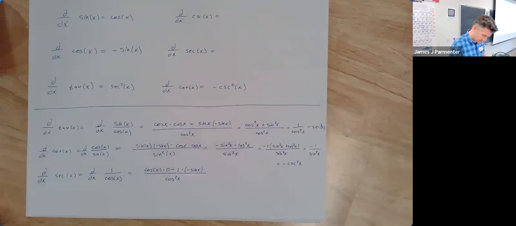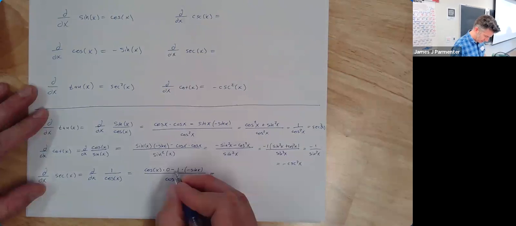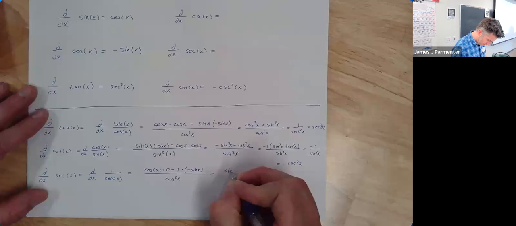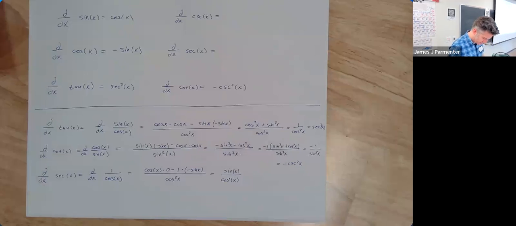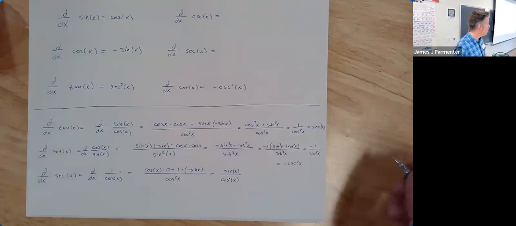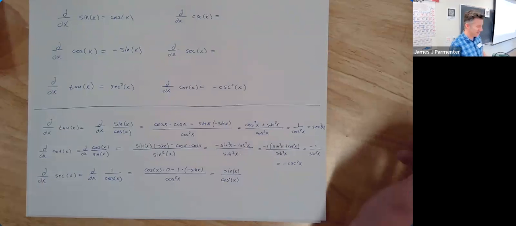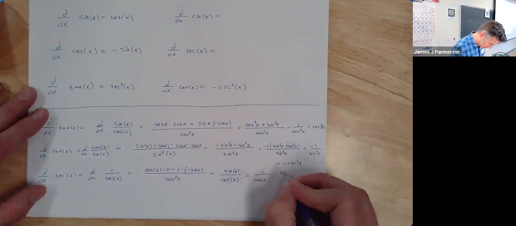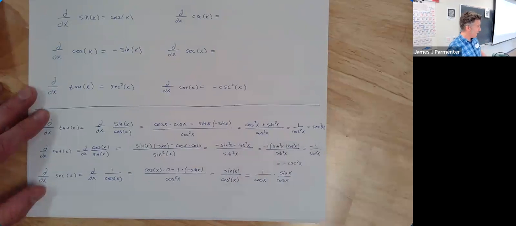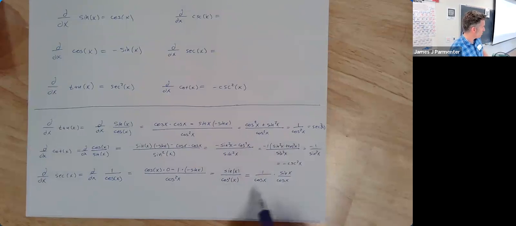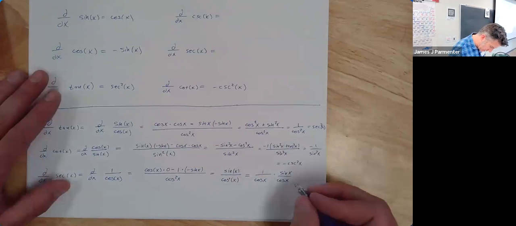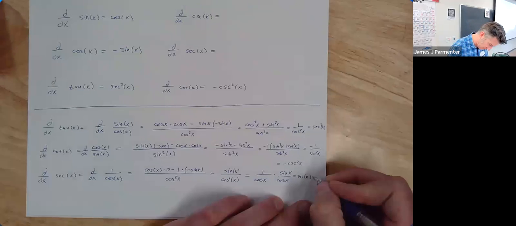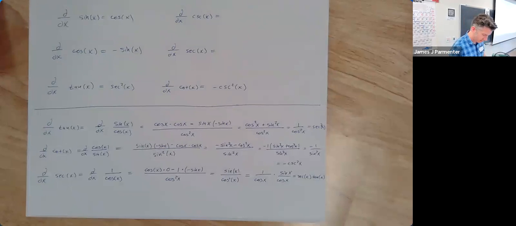Okay, let's simplify this a little bit. So I've got 0 minus 1 times minus sine is positive sine. So I have sine of x divided by cosine squared of x, which is technically a correct way of writing this. And no one I've ever met has ever said the derivative of secant is sine divided by cosine squared. Instead, what we do is we rewrite this as 1 over cosine of x times sine of x over cosine of x, which is the same, right? Top times top is sine, bottom times bottom is cosine squared. And then 1 over cosine is secant of x, and sine x over cosine x is tangent of x. So the derivative of secant of x is secant of x times tangent of x.